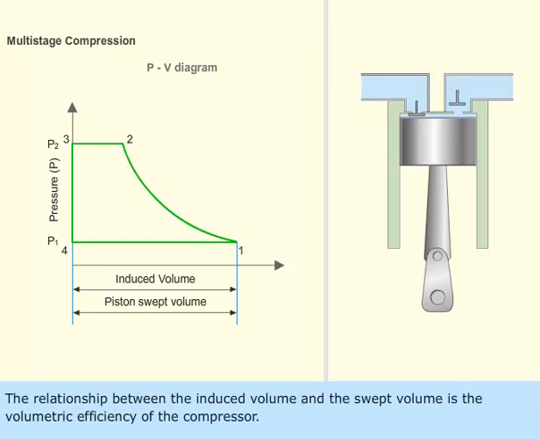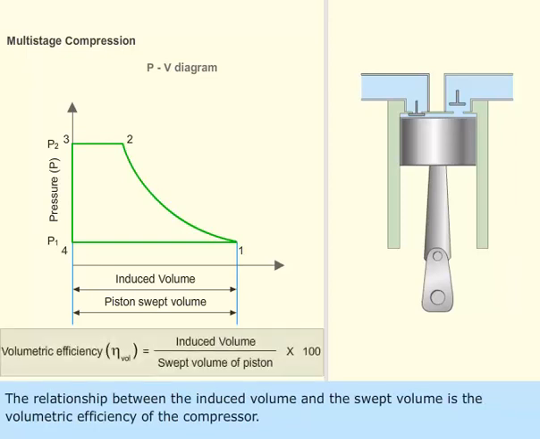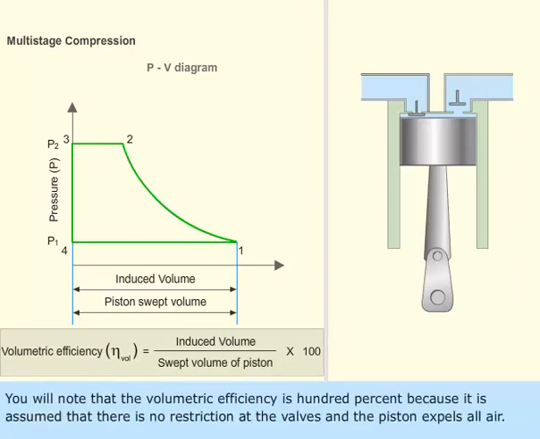The relationship between the induced volume and the swept volume is the volumetric efficiency of the compressor. You will note that the volumetric efficiency is 100% because it is assumed that there is no restriction at the valves and the piston expels all air.